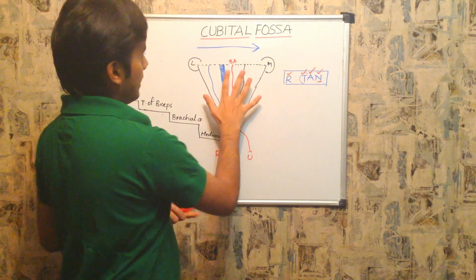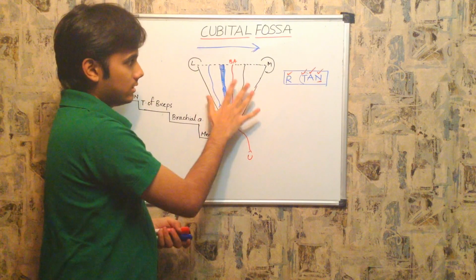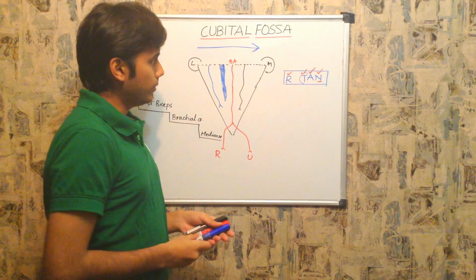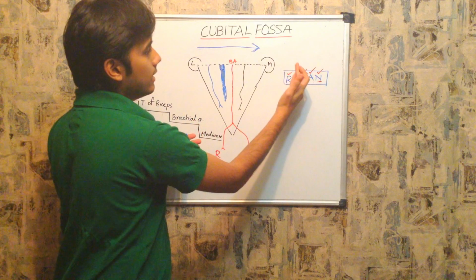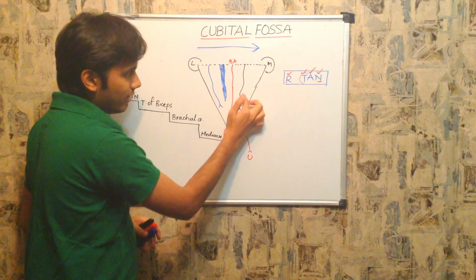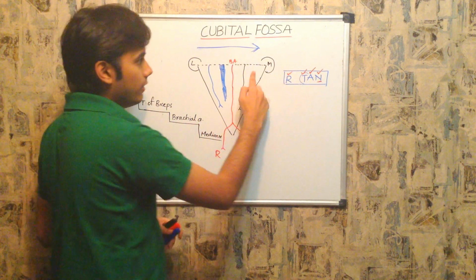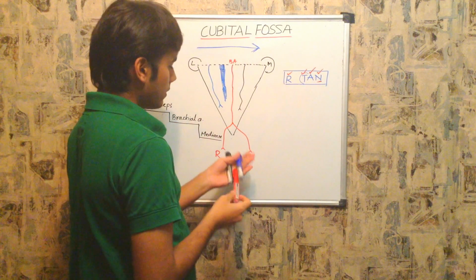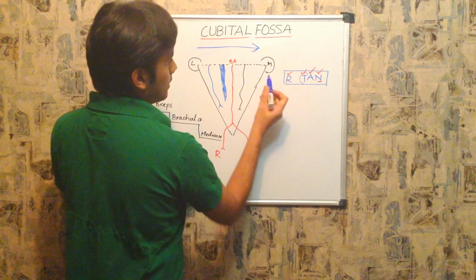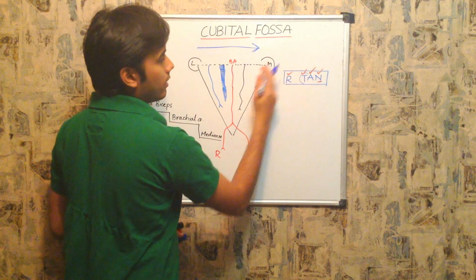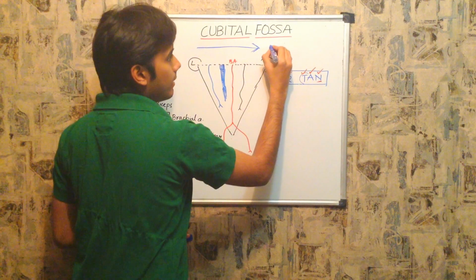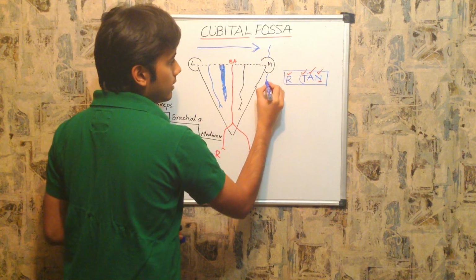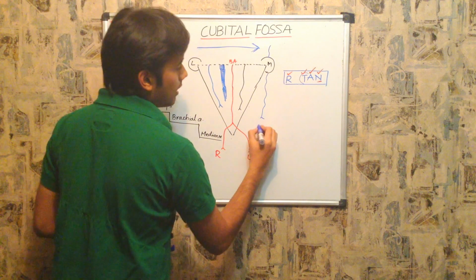So this is the content of the cubital fossa. These are the structures that are exactly located in the cubital fossa. If you come more medially, generally we find the nerve called the median nerve. If you come more medially, as I told, this is the medial epicondyle. Behind the medial epicondyle, there is one more nerve called the ulnar nerve.